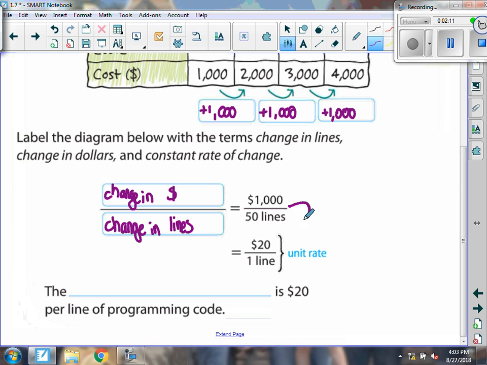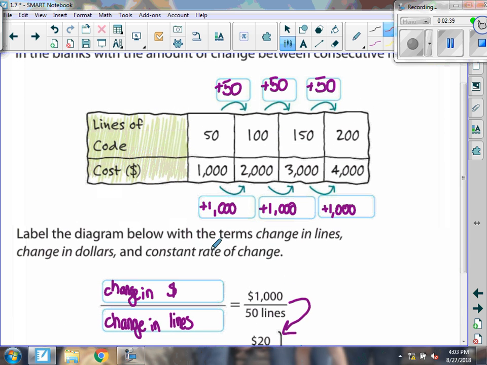So simplifying from here to here is nothing new. That's something that we've done already. But once we get that unit rate, that's what we call our constant rate of change. Okay, so our constant rate of change is $20 per line of programming code.